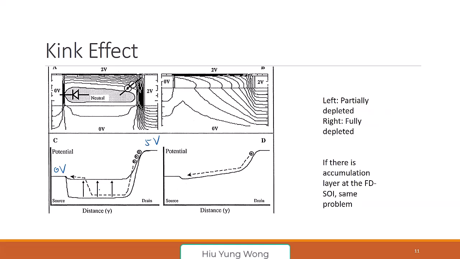So what is the solution? You can make it fully depleted. Okay, if you make it fully depleted, then these holes will be drifted away because there's an electric field. The problem is because of this neutral region.